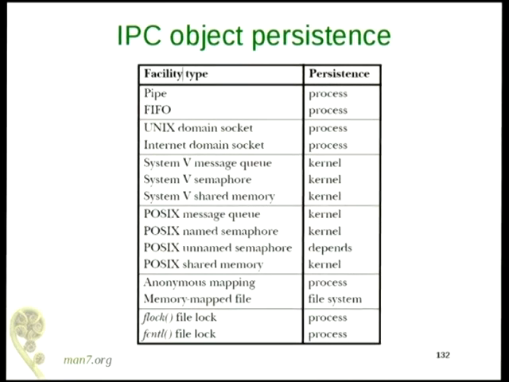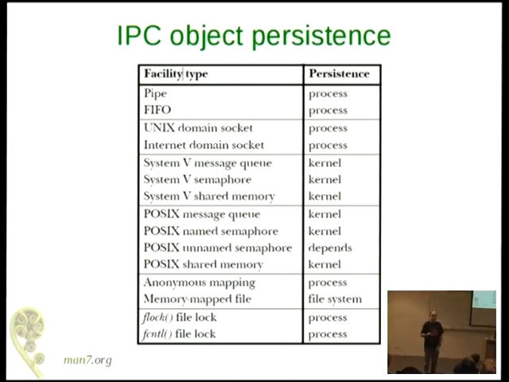So, for instance, some of these IPC mechanisms only have process persistence. Pipes and FIFOs: the data in a pipe or a FIFO only exists as long as at least one process is connected to that FIFO. Okay, that's notable, by the way. A FIFO has a name in the file system, but that doesn't mean that its data is persistent if no process actually has the FIFO open.